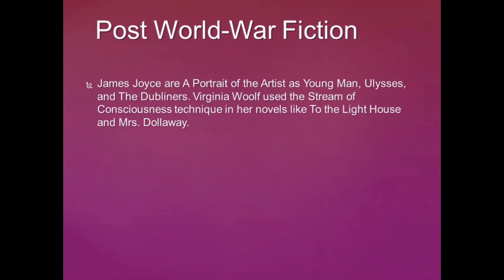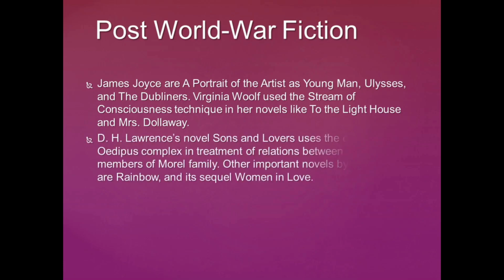Talking about the post-World War fiction, we have James Joyce, as observed in A Portrait of the Artist as a Young Man, and Ulysses, followed by Dubliners. All three are works James Joyce is very famous for. Virginia Woolf used the stream of consciousness technique in her novels like To the Lighthouse and Mrs. Dalloway. D.H. Lawrence's novel Sons and Lovers uses the concept of the Oedipus complex in its treatment of relations between members of the family. Other important novels by D.H. Lawrence are The Rainbow and its sequel, Women in Love.